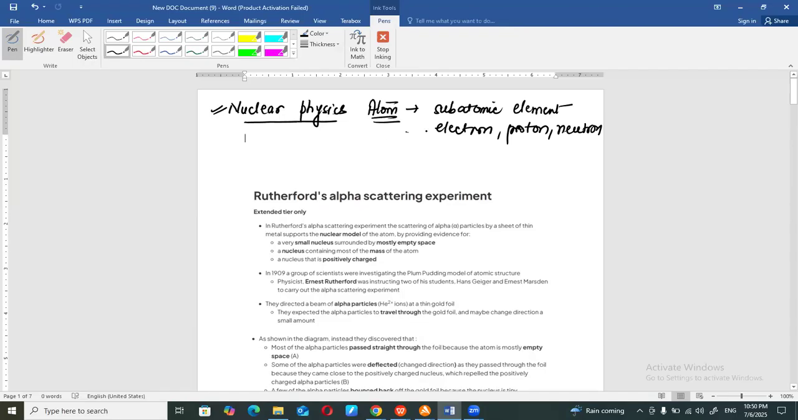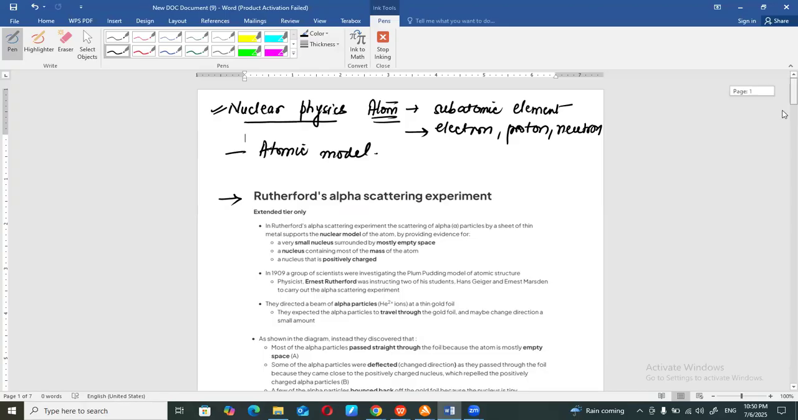Now, the question arises how they are actually placed within the atom. For that, different atomic models have been proposed. Definitely, they are not all in our course. In our course, we will start with the Rutherford alpha scattering model.